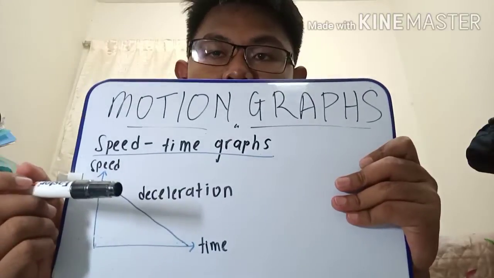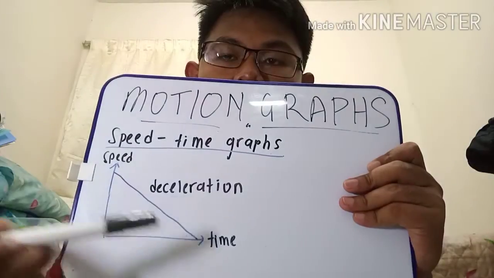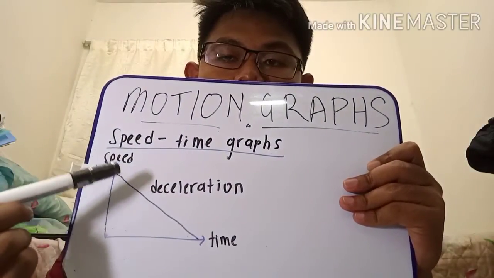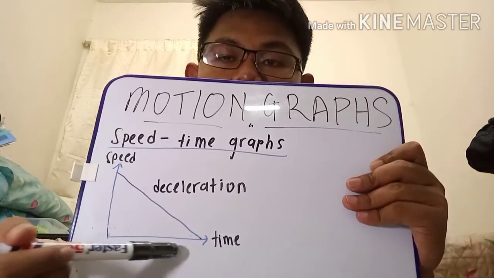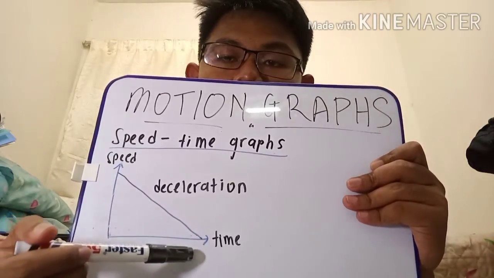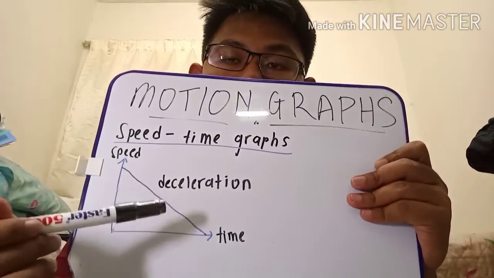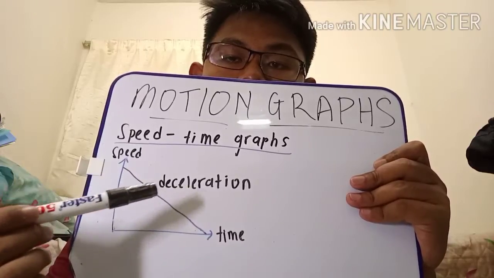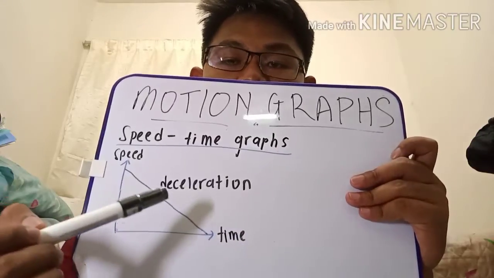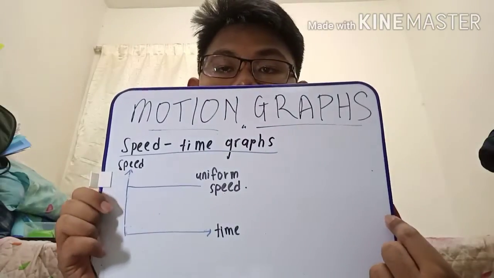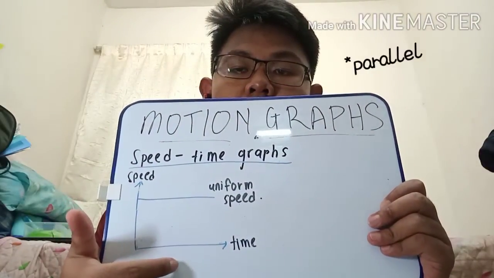For this graph, we see that the gradient is going down, which means that the speed is going down for every time. For one time increase, the speed decreases. So this means that the object is having a deceleration, which means that the object is slowing down, right? For this type of graph, we can see that the line is perpendicular to the timeline.